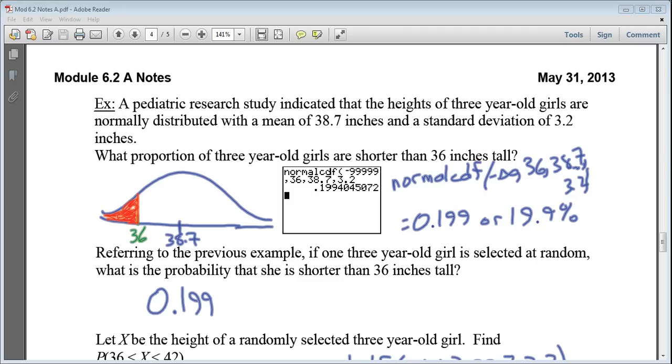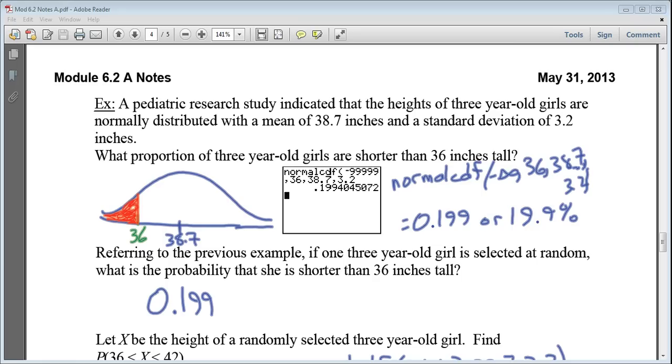In this video, I'll be showing you how to use the Normalcdf and inverse normal functions on the calculator. These are the 6.2 notes, page 4. You can see that they're already annotated with the calculator function and the results in the notes, but in this video I'll show you how to actually use those functions, how to decide what numbers to put in and where into those functions. So this example is about a pediatric research study that examined the heights of 3-year-old girls.